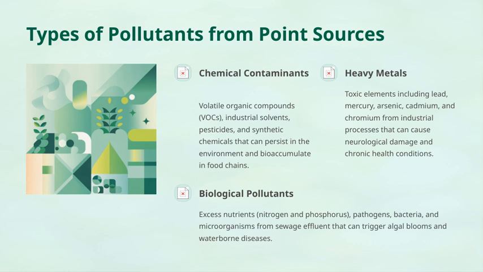Connecting all these points, the key takeaway is that point source pollution involves a variety of contaminants, chemical, heavy metals, and biological, that can severely impact ecosystems and human health. Recognizing these helps us understand the importance of controlling pollution at its source to protect our environment and public well-being.